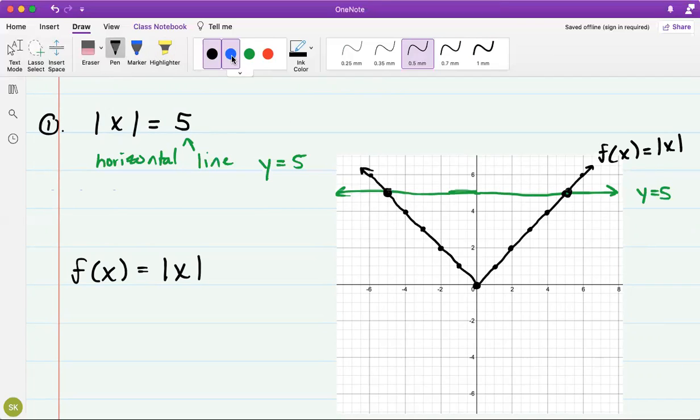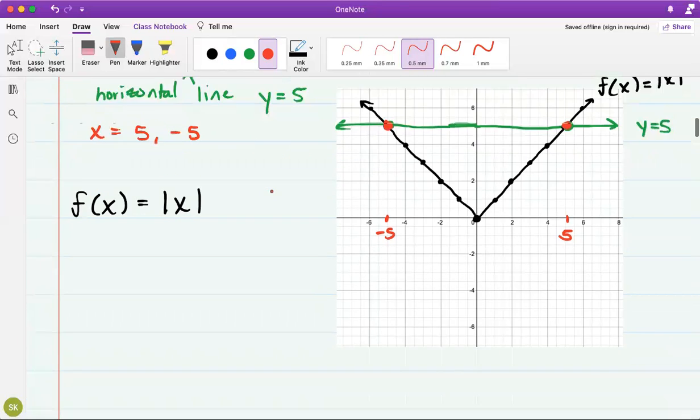cross, when these two graphs intersect each other. And you can see that they intersect when x is equal to -5, we get y is equal to 5. And when x is equal to +5, we get 5. So that's another way that you can solve this, by graphing. You think of the left side as a function and the right side as a function of this equation, and where the two functions intersect will be the solutions to this. Let's try another one.